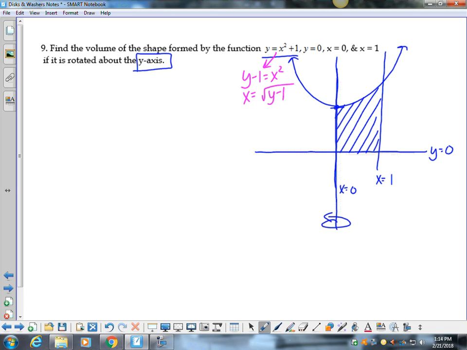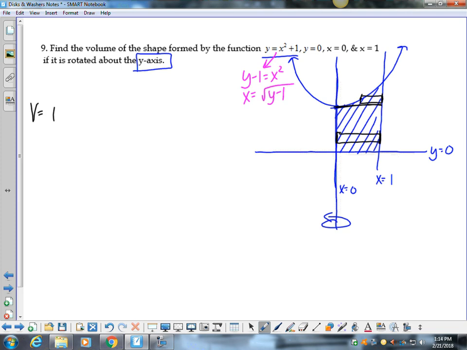Okay, so if my line of rotation is vertical, then my slices are going to be horizontal. The problem is this slice is going to be different than that slice. This slice's top and bottom are different than this slice's top and bottom because right here the function changes. The bottom of the function changes from x equals 0 to x equals the square root of y minus 1. So I'm going to do this in 2 separate integrals.